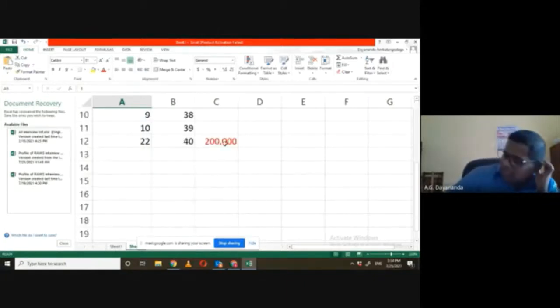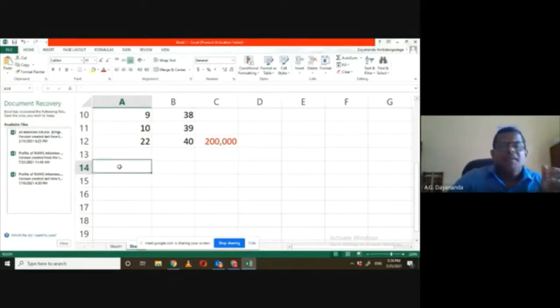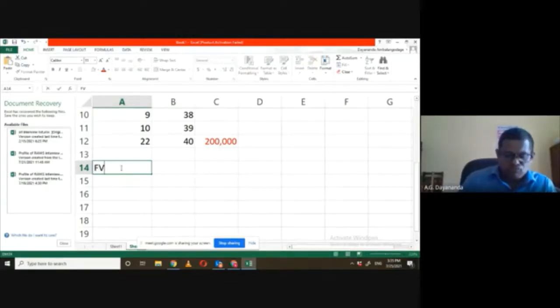So how do you calculate it? Can you remember the formula? Yes, I will remind you. Can you remember the first formula we learned? Future value equals present value. Can you remember?